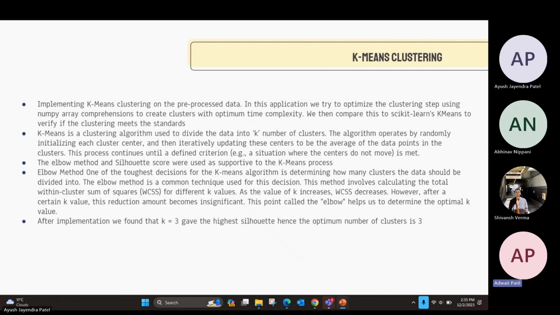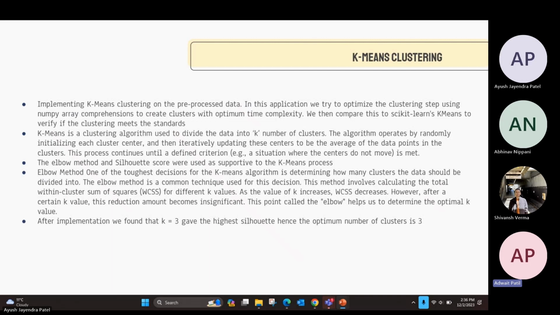Now, k-means is a clustering algorithm used to divide the data into k number of clusters. The algorithm operates by randomly initializing each cluster center and then iteratively updating these centers to be the average of the data points in the clusters. This process continues until a defined criterion, for example a situation where the centers do not move, is met. The elbow method and silhouette score were used as supportive means to get the best number of k, or the best number of cluster centers, for this algorithm.